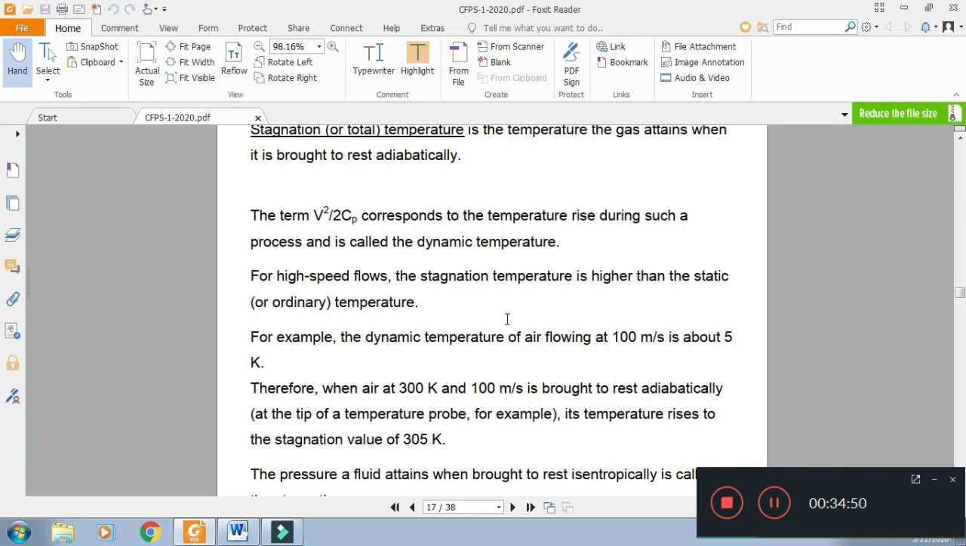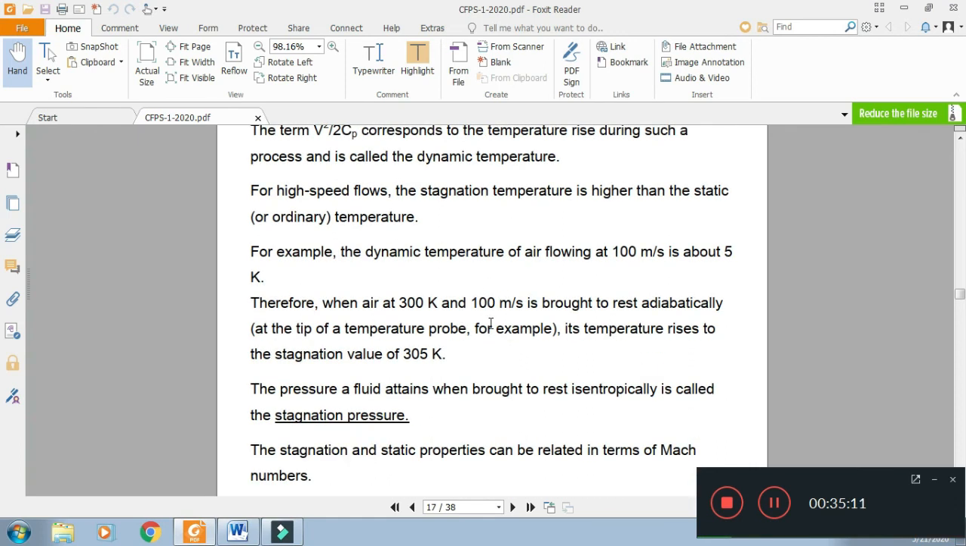When it is brought to rest, the temperature rises and the temperature becomes 305 Kelvin. This means 100 meter per second is equivalent to 5 Kelvin temperature. That 5 Kelvin is the dynamic temperature. Total temperature is 305, static temperature is 300 Kelvin.